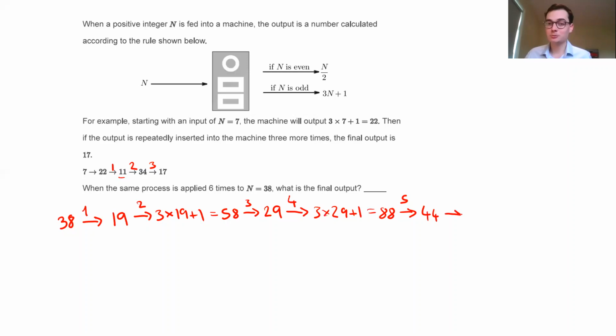Then putting that 44 into the machine for the last time, the 6th use of our machine in a row. 44 is an even number, so I've got to divide it by 2, and I get a final output of 22. And that is our final answer.